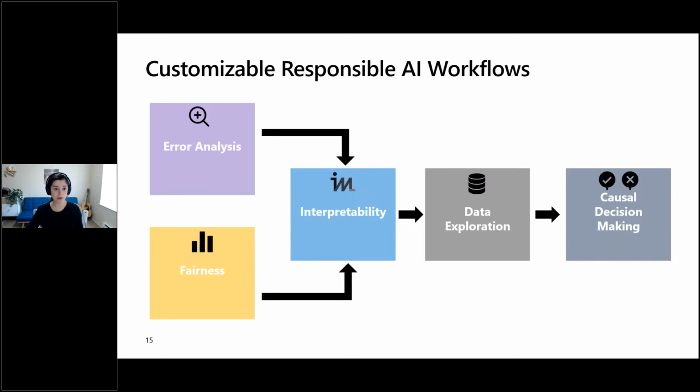So what do we really mean when we talk about customizable responsible AI workflows? As we see, there exist many components to the dashboard, but one may not need all of them for the particular scenario. One may, for example, be interested only in a particular workflow that goes from error analysis, in better understanding the errors, to data exploration and then causal decision making, if these are data and problems that are related to each other. Or they may even take a different path. They may go from fairness to interpretability and then data exploration. All this is customizable and possible through the dashboard.